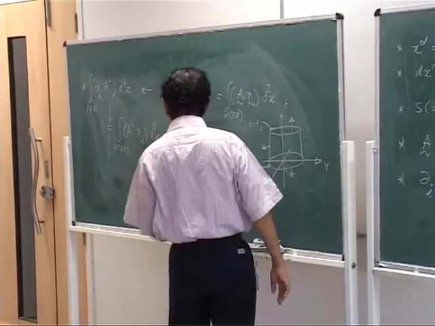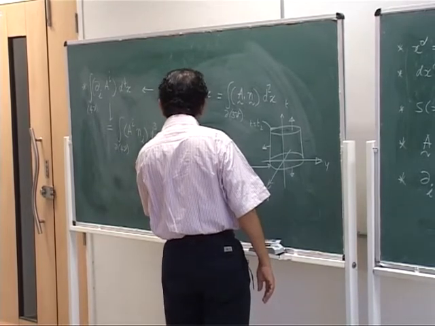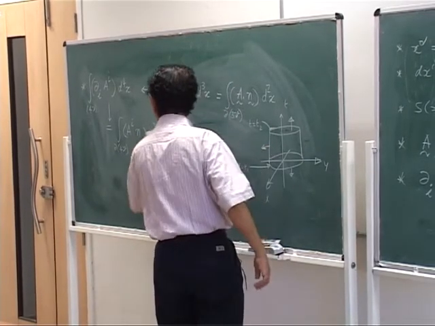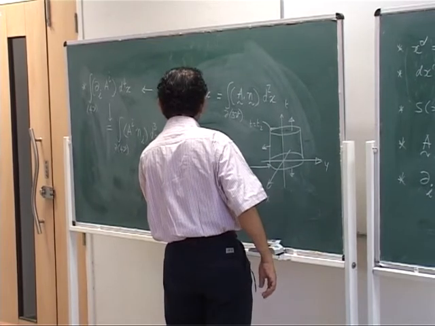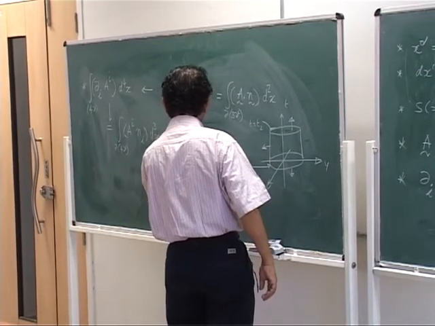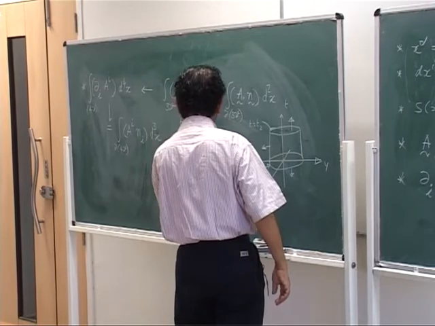And what is needed here? The normal, but the normal here is just the 0 component. So it is A0 n0 dx dy dz.